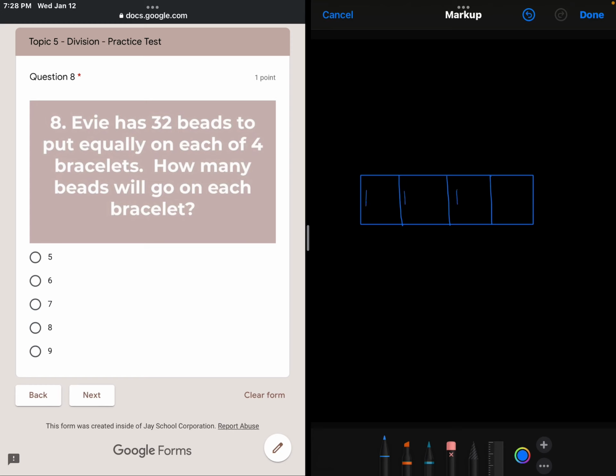So 1, 2, 3, 4, 5, 6, up to 32. Okay, so how many beads did I place in each box or on each bracelet? Well, I can easily see that's 5, 6, 7, 8. 8 beads. Is 8 times 4 32? Yes, it is. So there I go. 8 beads will go on each bracelet.